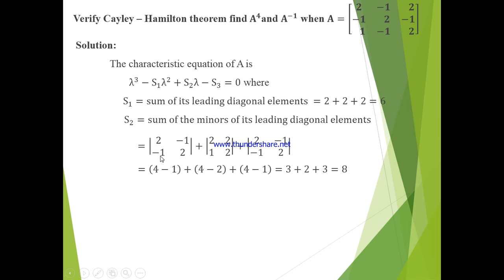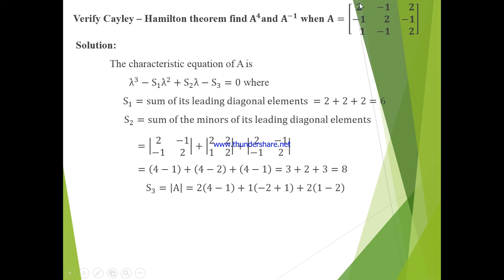2 into 2 minus 1 into minus 1, so 4 minus 1, plus 2 into 2 minus 1 into 2, plus 2 into 2 minus 1 into minus 1. So 4 minus 1 is 3, 4 minus 2 is 2, 4 minus 1 is 3. After simplifying we get 8. So S3 is equal to the determinant of the given matrix.